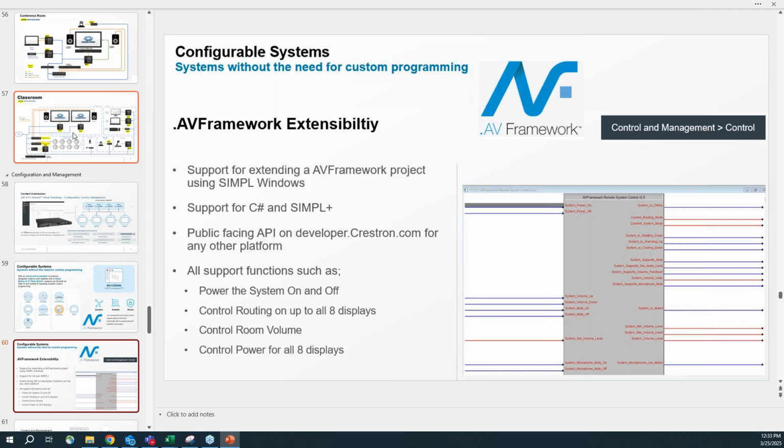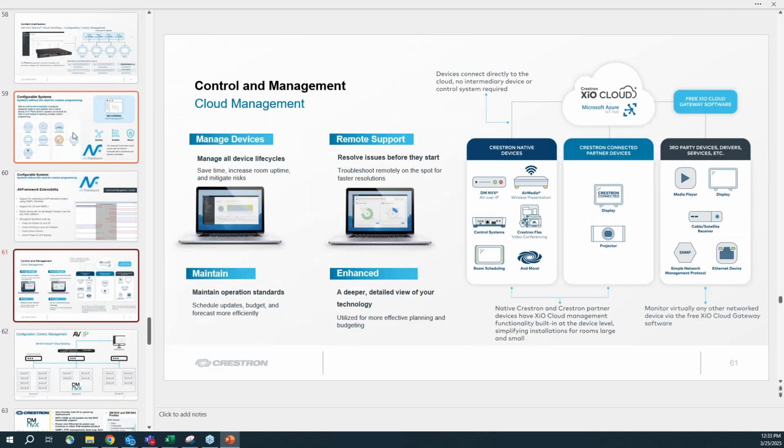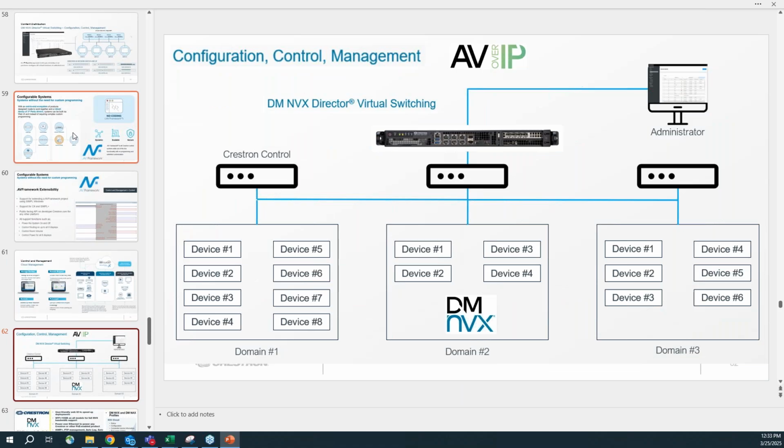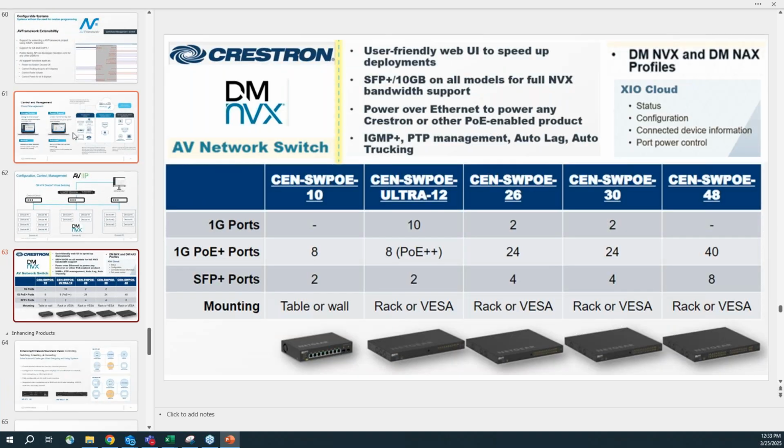All of this is managed on Crestron's .AV framework control piece. So anyone who's been around Crestron for a while has seen that nomenclature. Again, more engineering slides, but showing a Director that has the ability to communicate to multiple domains over one pane of glass. So very big deal for support organizations.